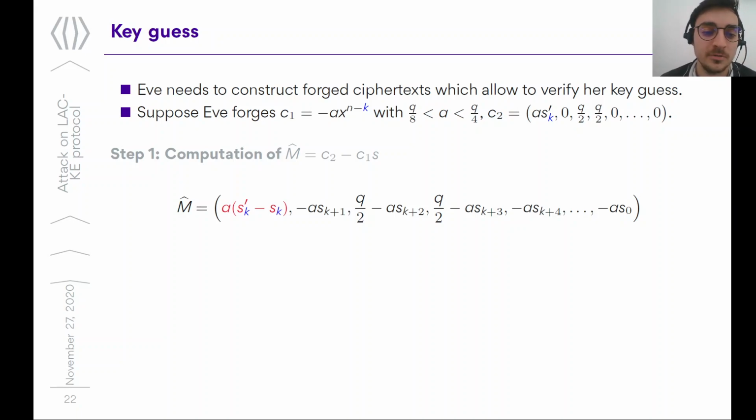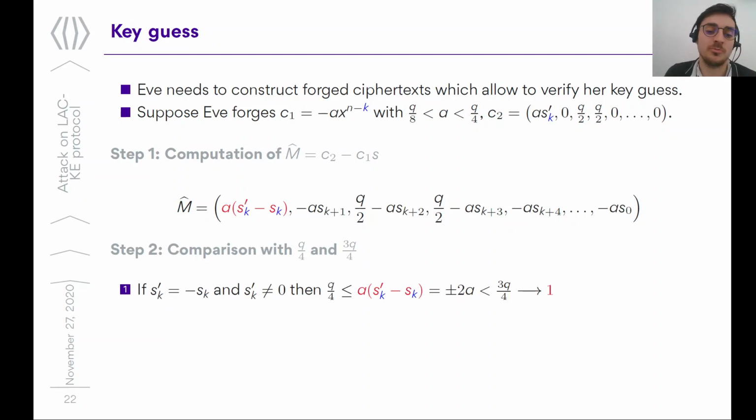So we send this ciphertext to Alice, and what is step 1? Step 1 is the computation of M hat. So what Alice will obtain, except for the first coefficient, is as previously: minus A times the secret key coefficients, or Q over 2 minus A times the secret key coefficients. So here we will look only at the first coordinate, because the others are as previously.